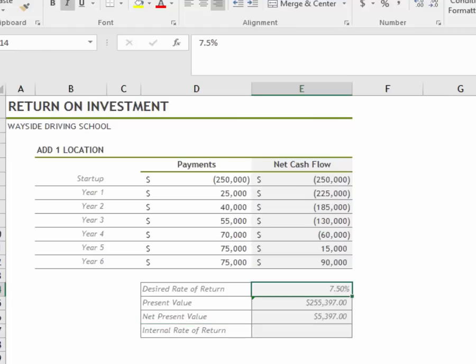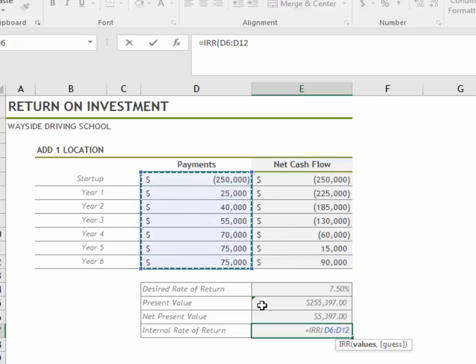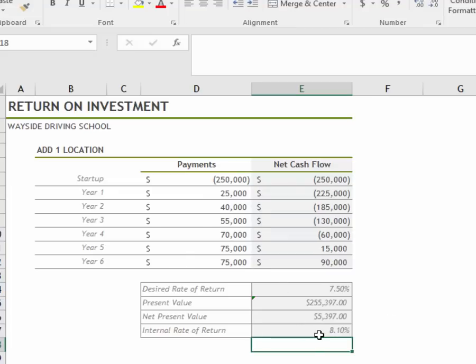Finally, instruction 17 is asking to calculate the internal rate of return, and that's basically what would that interest rate need to be for this net present value to be 0, to break even. So we will type equal IRR, parenthesis, and it goes, well, what are your values? And in this case, we do select the 250, the amount of our investment, and all of our return payments. You close this up, we won't give it a guess value, and we hit enter, and it will do a calculation and say, all right, 8.1% is the point where net present value equals 0.